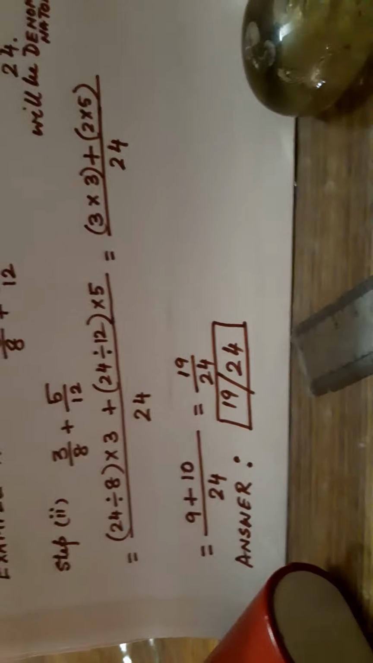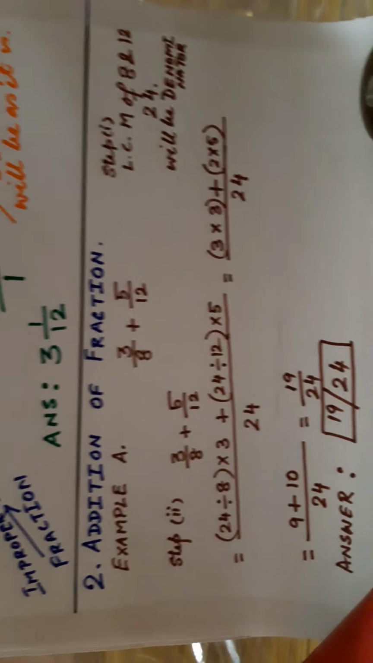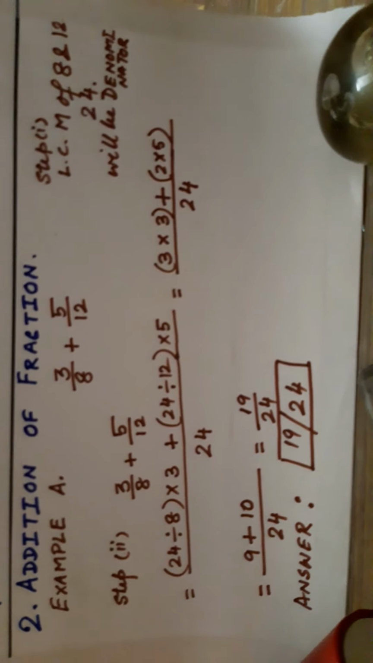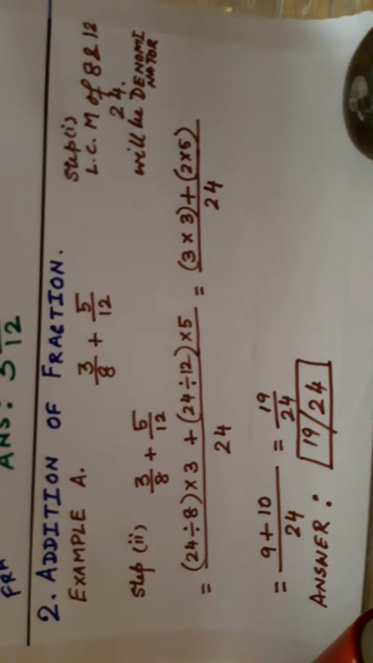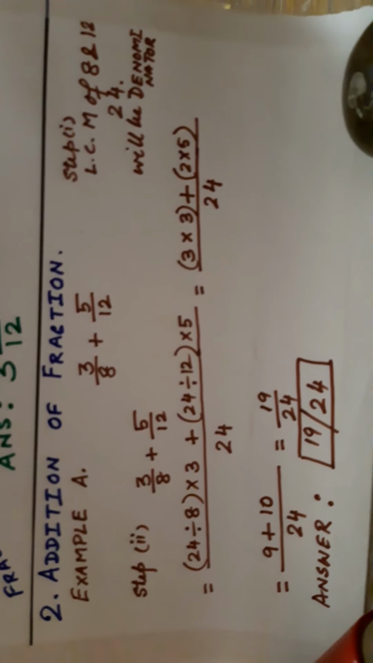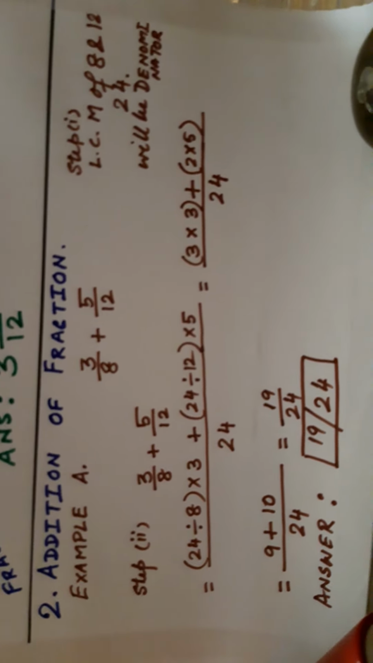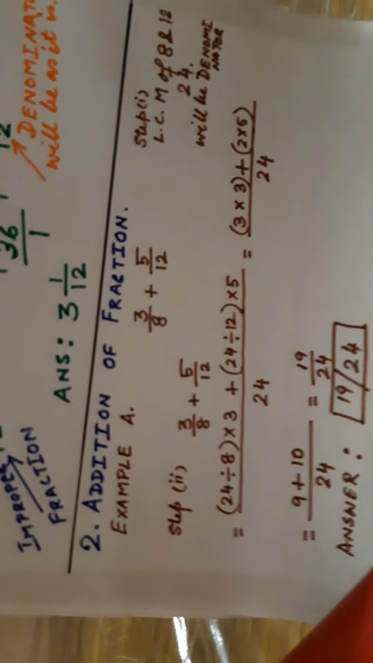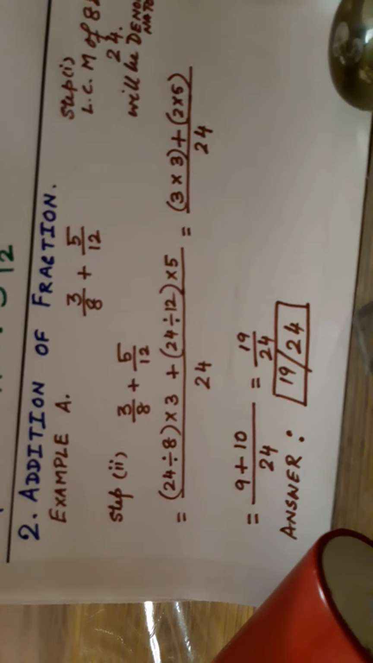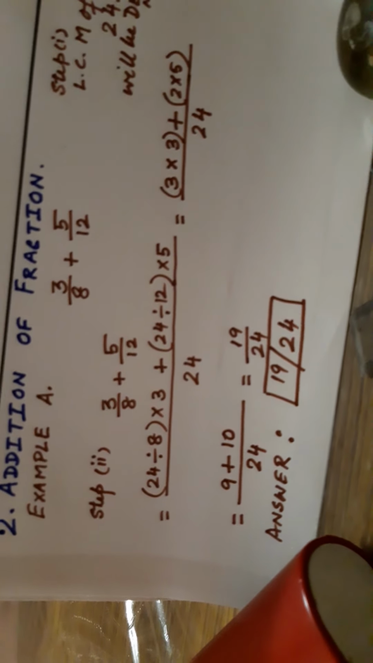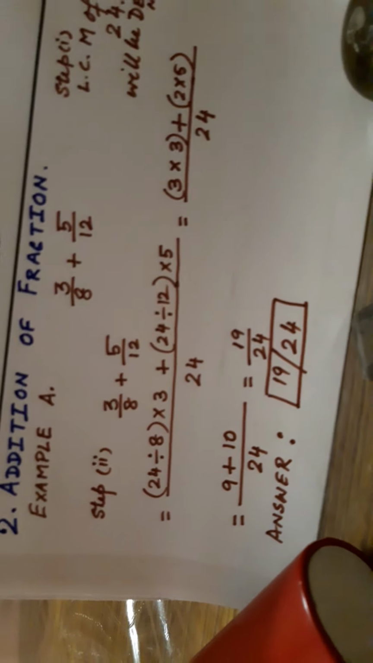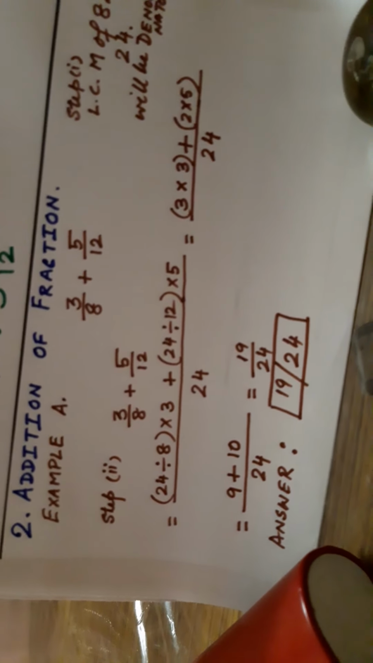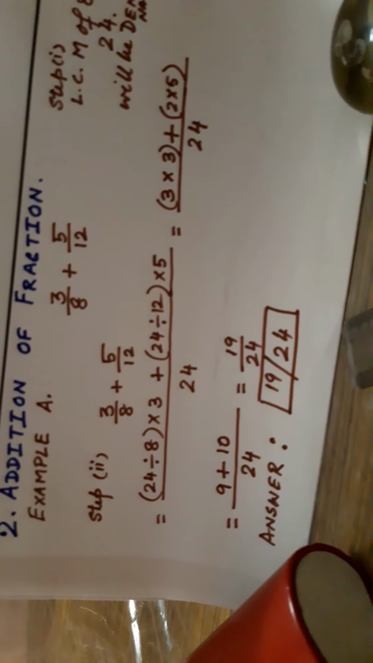Once again, the fractions are 3 by 8 plus 5 by 12. Step 1, you have to find the LCM of 8 and 12. That is 24. You know very well how to find the LCM, so I am not going to show you the LCM. Step 2, 24. Make it the denominator. Then give a big line. That is, the vinculum will be big.